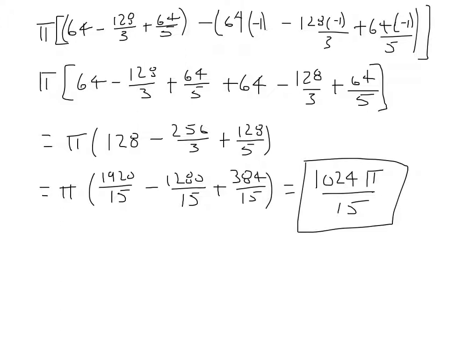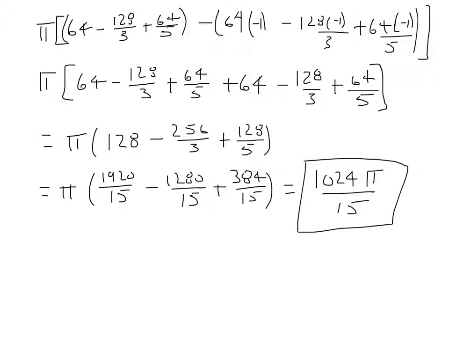And something to note is that we have these matching terms here. 64 plus 64 will be 128. Minus 128 thirds minus 128 thirds will give us minus 256 thirds. 64 fifths plus 64 fifths will give us 128 fifths.